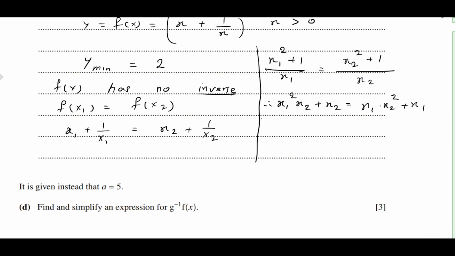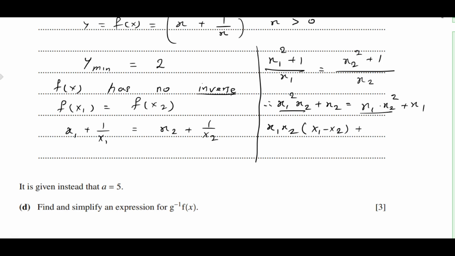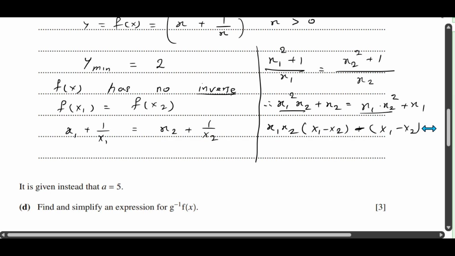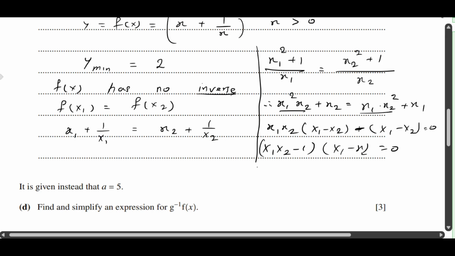Now if I bring everything on one side, I have x1 x2, I can take common this x1 x2, and in bracket I have x1 minus x2, minus, here I have x1 minus x2 is equals to 0. So here I have x1 x2 minus 1 and x1 minus x2 is 0. So either x1 x2 is equals to 1 or x1 is equals to x2.